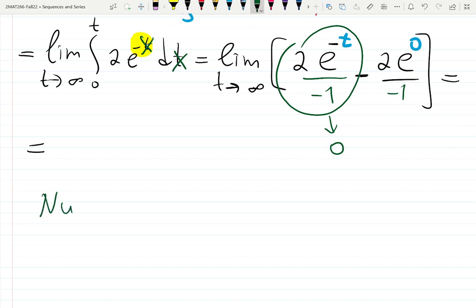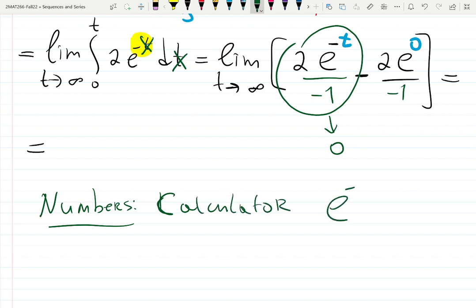Number sense. If you calculate in your calculator, check what is happening at e to the minus infinity, some kind of huge number, 10,000. If you plug in e to the minus 10,000 and you calculate, it gives you something like 0.00000 something, which makes sense because it's 1 over e to the 10,000, and that's a small number.